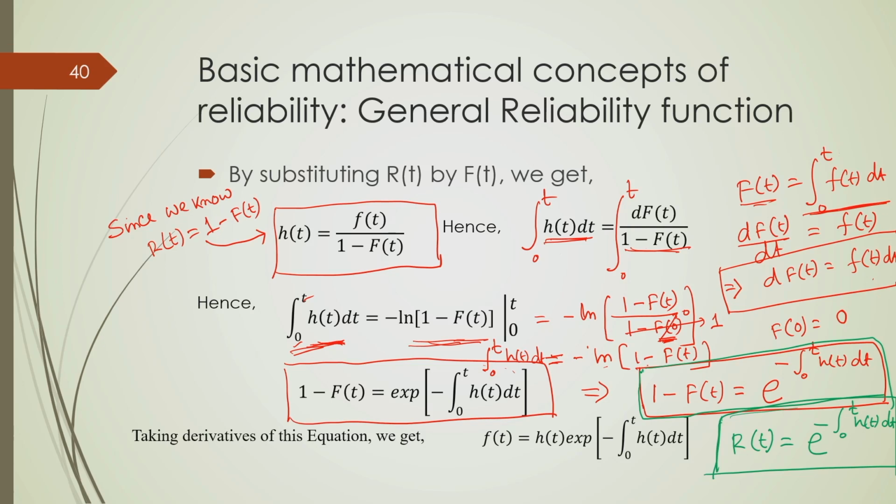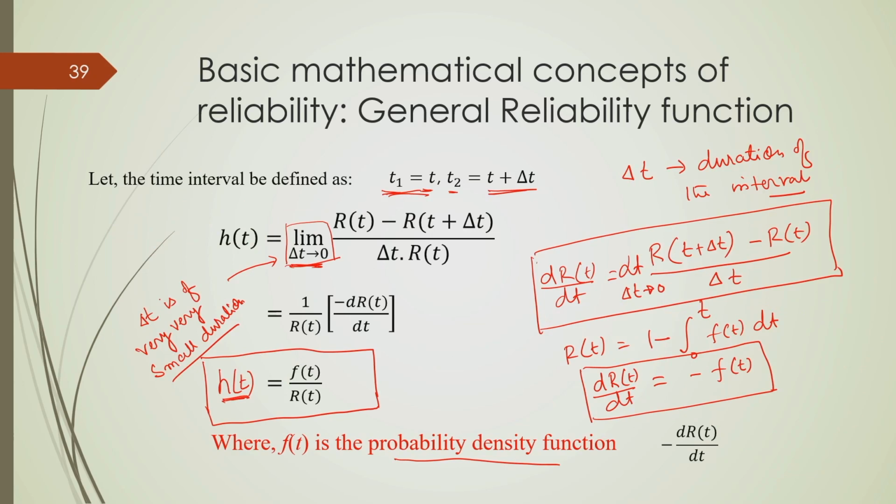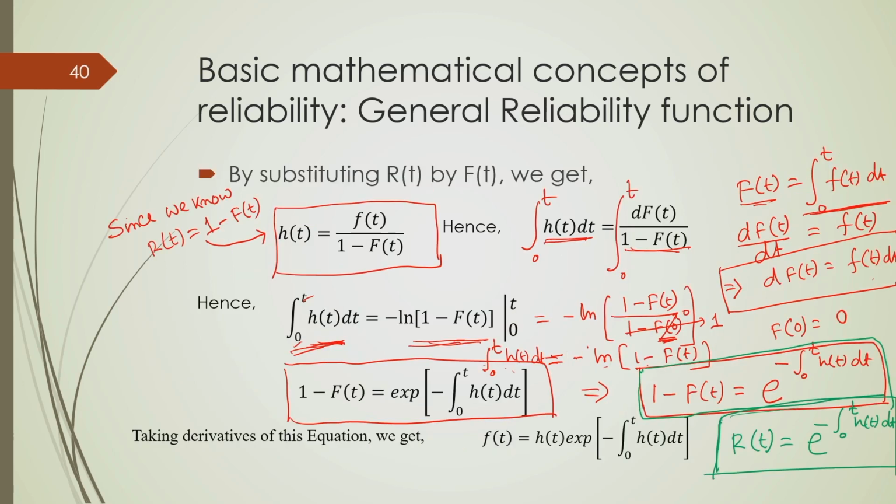And we can also find out the relationship of the hazard integral from 0 to t of h(t) dt as a function of the failure distribution function. In order to find this, as we know, if we simply take the derivative of the reliability function and multiply it by minus 1, then we get the failure density function.